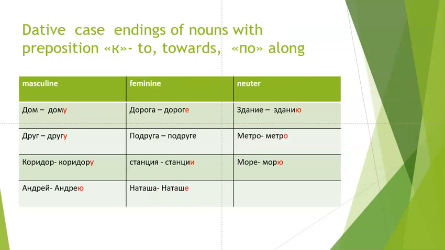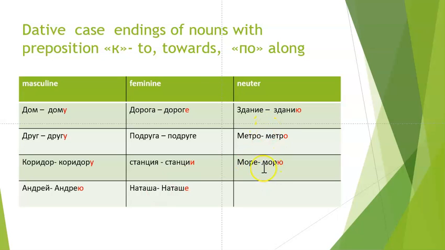Okay, let's have a look at the basic endings of the dative case for the nouns. So masculine, as you can see, will change now, taking у or ю. If it is a consonant, add у. If it is й or a soft sign, it will change to ю. So дом, дому, друг, другу, коридор, коридору, Андрей, Андрею. Feminine will change а to е, and ия will change to ии. So дорога, дороге, подруга, подруге, станция, станции, Natasha, Natashe.